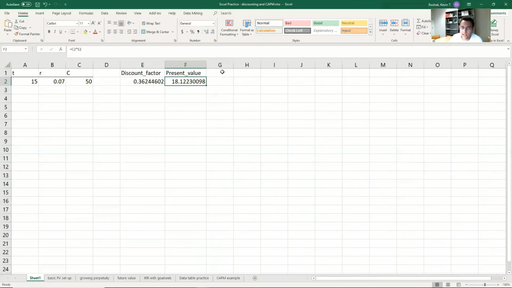And again, just like I did with the discount factor, to calculate the present value I typed in the equal sign. Now Excel knows that it's a formula and it's going to evaluate it. Where is the cash flow sitting? It's in cell C2, so I pointed Excel there. Where is the discount factor sitting? It's in cell E2, so I pointed Excel there, multiplied the two together. That's how I got the 18.2.